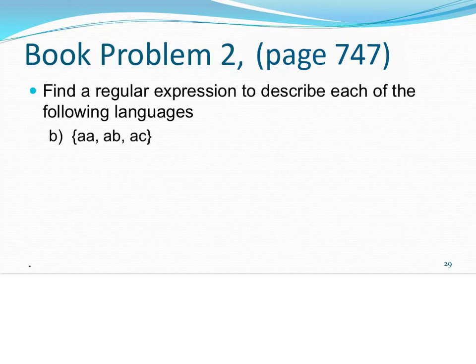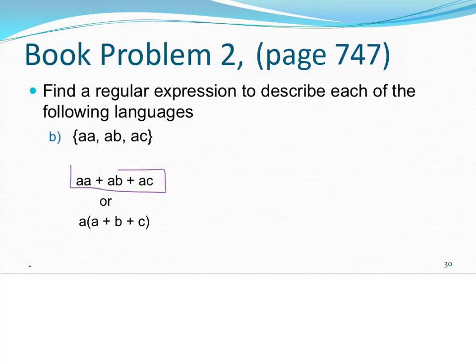So this first problem here, part B, has just 3 strings, right? We have the string AA, the string AB, and the string AC. And so this is a language that just has 3 strings. It's made up of just 3 strings. And there's a couple of different ways we can represent that. We could just have the 3 strings plussed together for a regular expression. Or in fact, we could represent it like this, where we sort of simplify it a little bit.